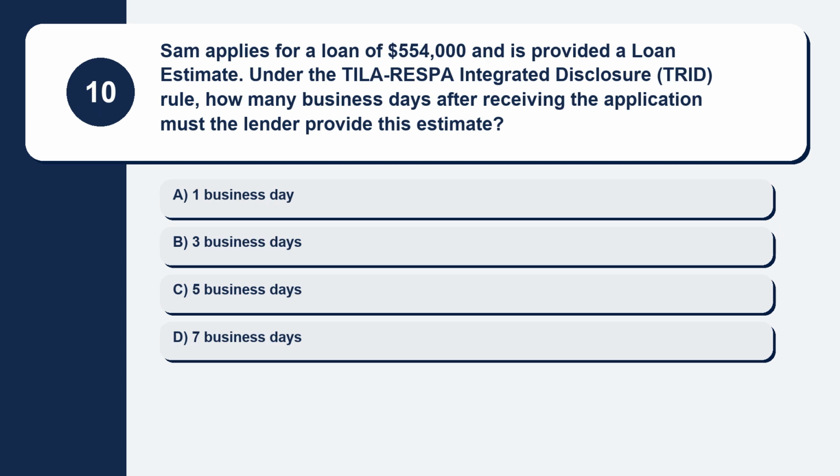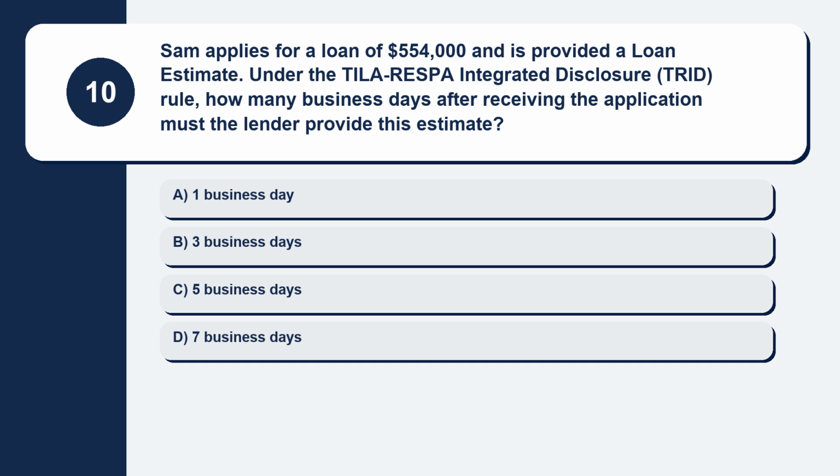Question 10. Sam applies for a loan of $554,000 and is provided a loan estimate. Under the TILA-RESPA Integrated Disclosure (TRID) rule, how many business days after receiving the application must the lender provide this estimate? Here are your options.